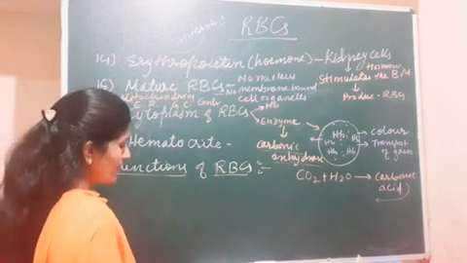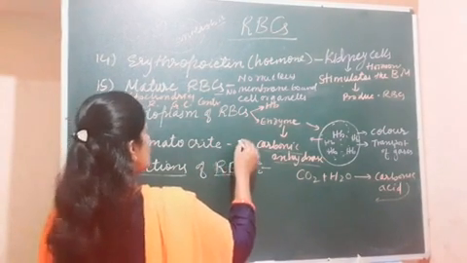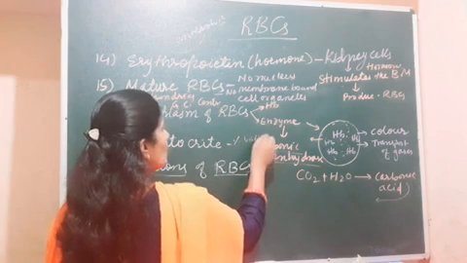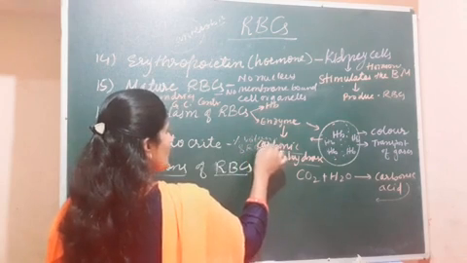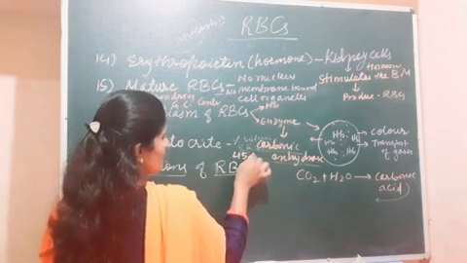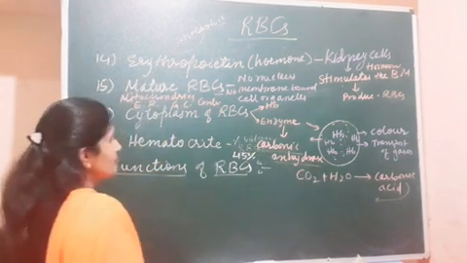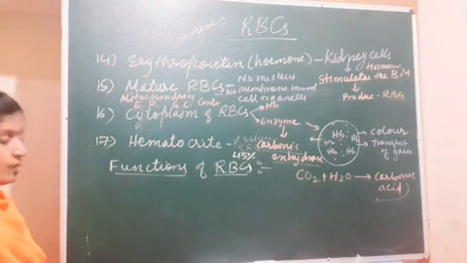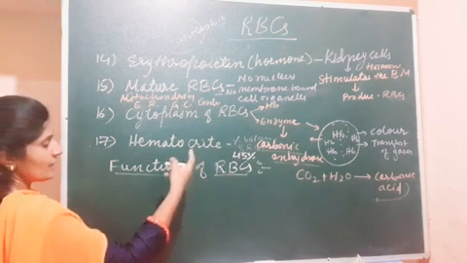Hematocrit. Hematocrit means what? The percentage of volume of RBCs in the volume of the blood. That is 45% of RBCs in the total blood. So this is regarding the blood. Now we will see the functions of the RBC.